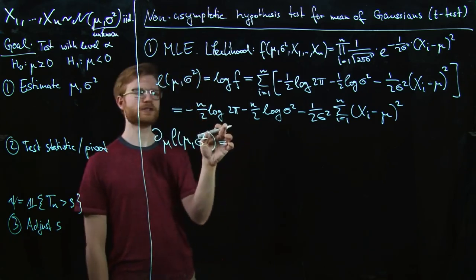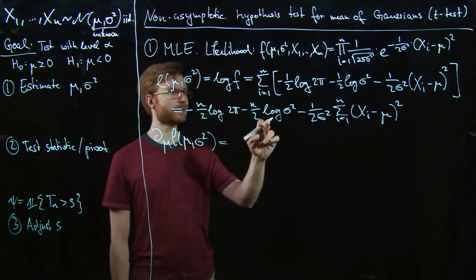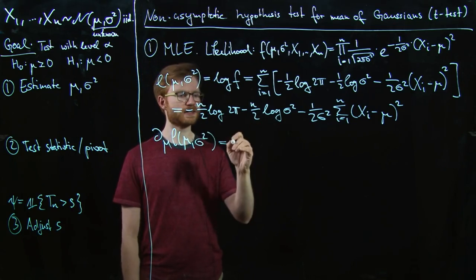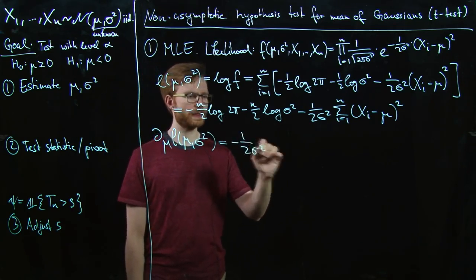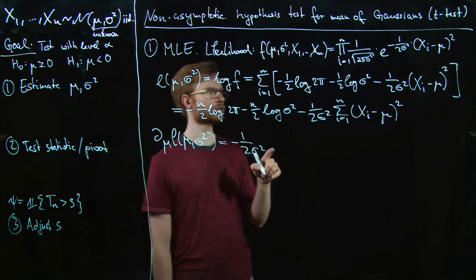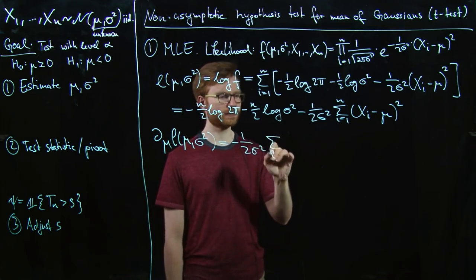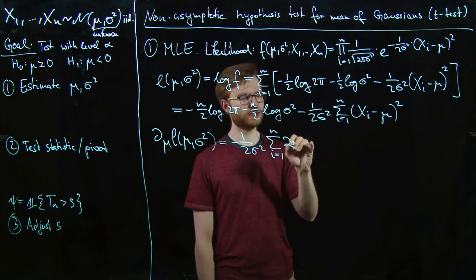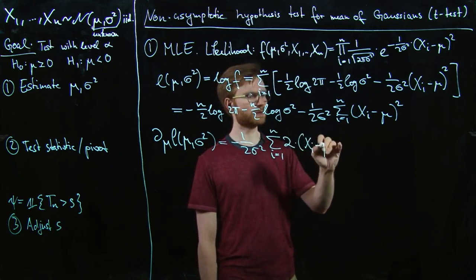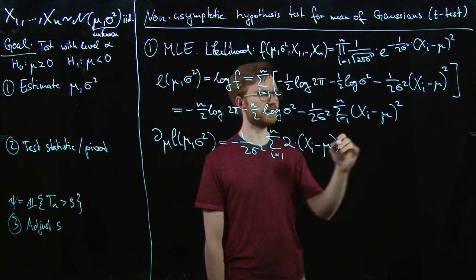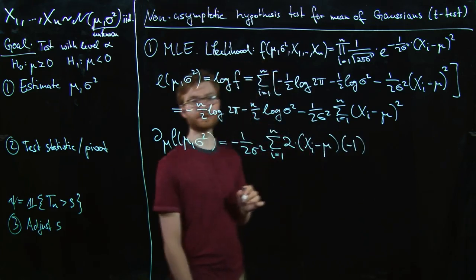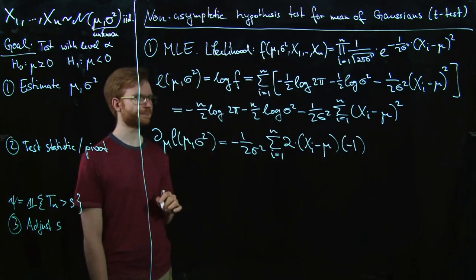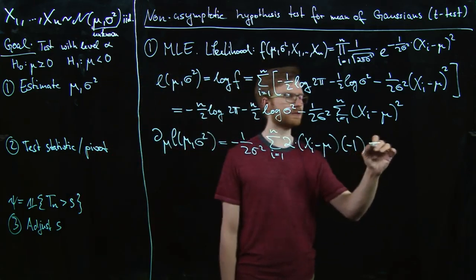Now, this term does not depend on mu, neither does this term. So the only thing that remains is that one, minus 1 over 2 sigma squared times the sum. And then I have to differentiate the square, which gives me 2 times (xi minus mu). And then because it's minus mu, I multiply this by minus 1. OK. And I set this equal to 0.